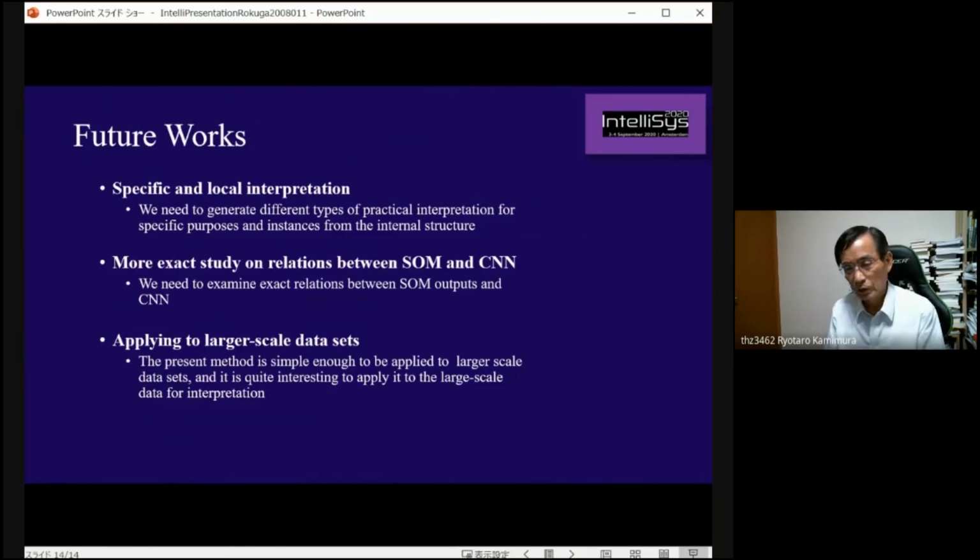For future work, we need to generate different types of practical interpretation for specific purposes and instances from the internal structure, and we need to examine the exact relation between SOM and SOM components, and we should apply the method to larger scale data sets. Thank you very much indeed.